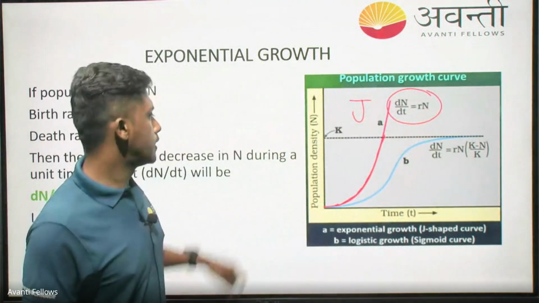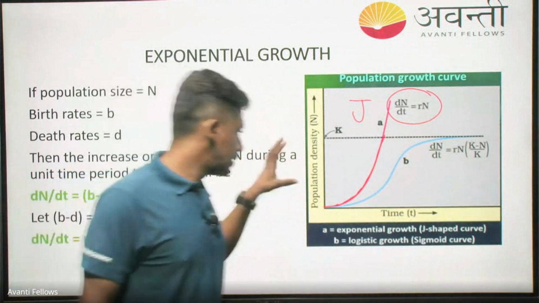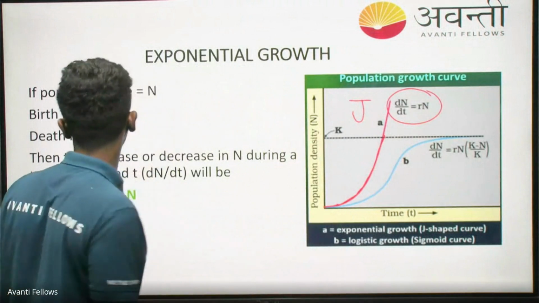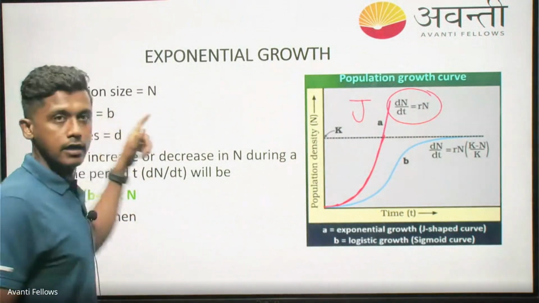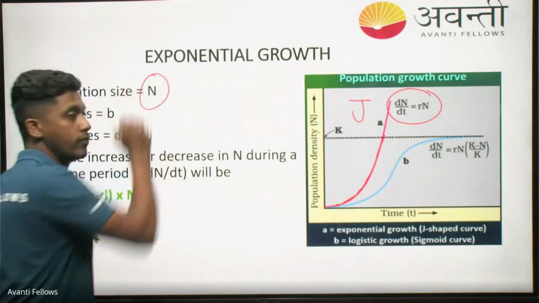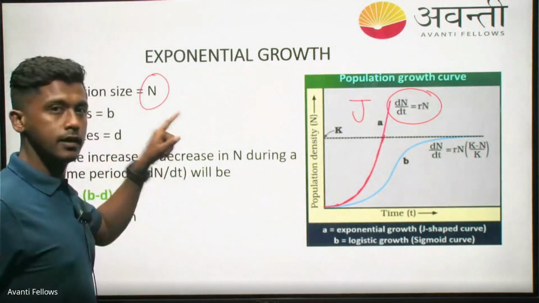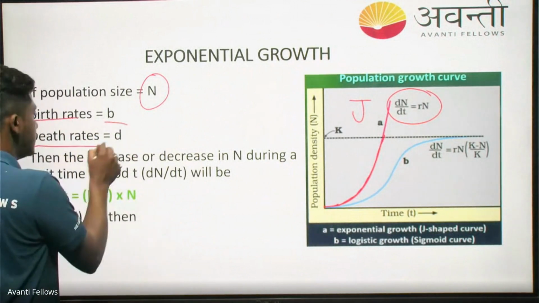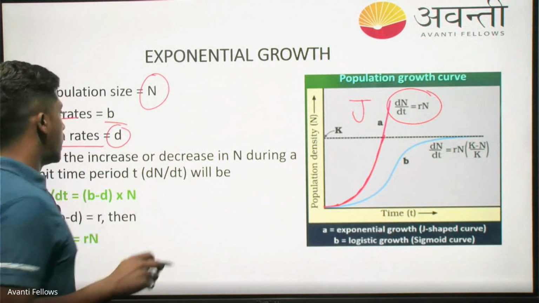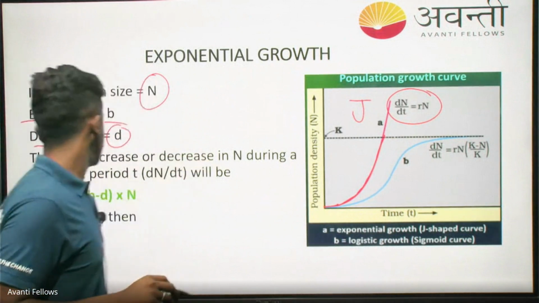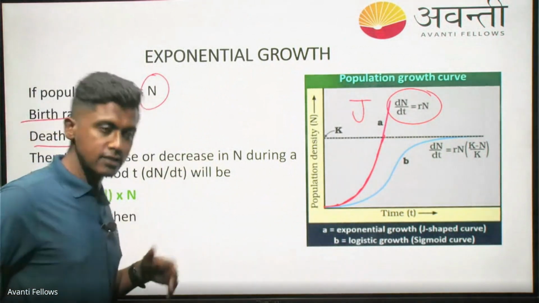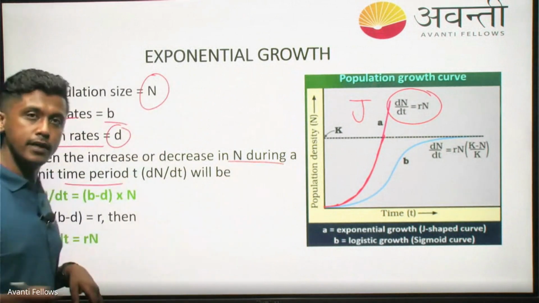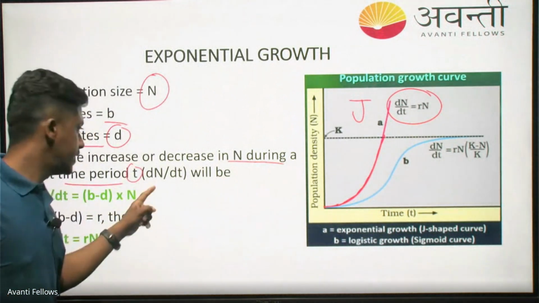Now we are plotting the population density against time. If we try to give an equation to it, we know that the population size we represent as N. Birth rate is the number of births, that is small b. Death rate is small d. Then, increase or decrease: when we talk about population increase or decrease with respect to N in a given time period t, it can be represented as dN by dt.